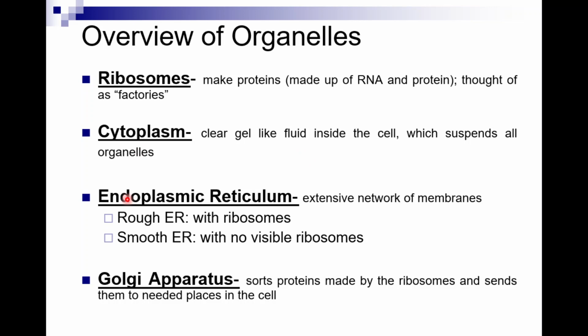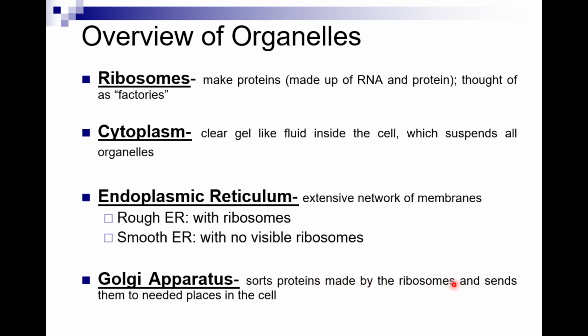Okay. Now the next organelle is the endoplasmic reticulum, which is an extensive network of membranes and is of two types, rough endoplasmic reticulum and smooth endoplasmic reticulum. The membrane which shows the presence of ribosomes is called rough ER, and with no visible ribosomes, it is smooth ER.